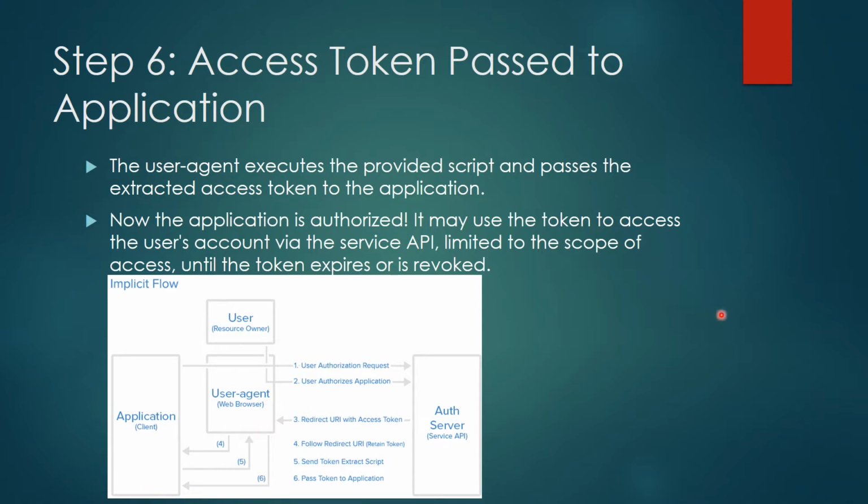The user agent executes that script and passes the extracted access token to the application. Now the application is authorized. It may use that token to access the user account and so on. So by finishing the sixth step, everything has passed successfully, and now the application has that token. You see, the whole idea of OAuth is to pass a token to the application, and that application is going to use the token instead of your password to authenticate to a resource server. So this is the main idea.